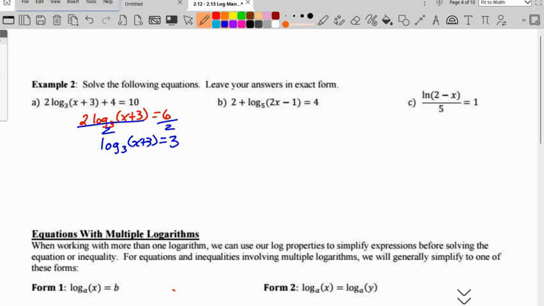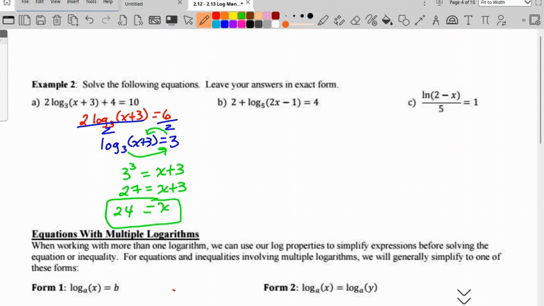And then I just want to rewrite it in exponential form. We've now isolated our log, have the numbers on the other side. So now we're ready to do our disco dancing. 3 to the third power equals x plus 3. 3 cubed is 27. So 27 is x plus 3. Subtract 3 from both sides, and we get x equals 24.